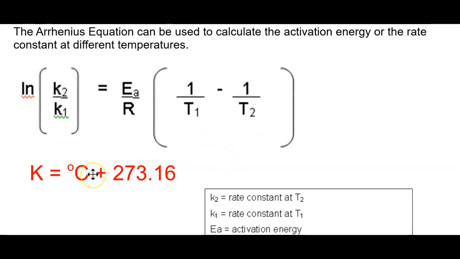We need to be able to convert all of our temperatures into Kelvin. To do that, we're going to do degrees Celsius plus 273.16. Remember, sig fig rules say that the smallest number of decimal places you have in your Celsius value or this 273.16 is the number of decimal places you should have in your final answer.